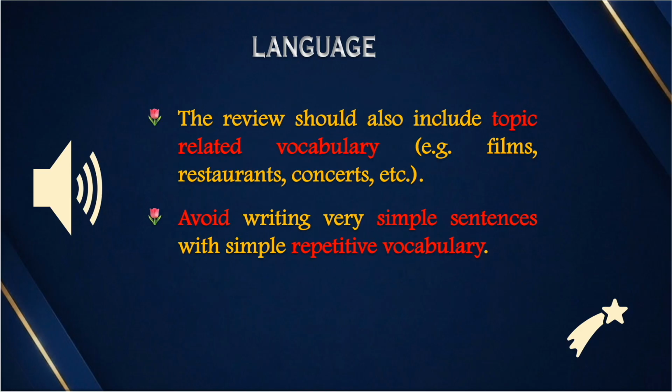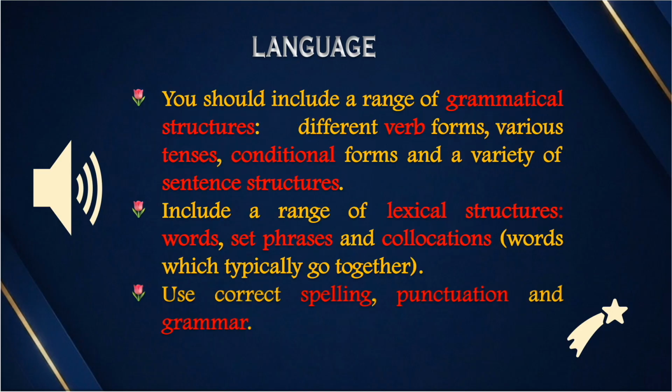The review should also include topic-related vocabulary, for example, films, restaurants, concerts, etc. Avoid writing very simple sentences with simple, repetitive vocabulary. You should include a range of grammatical structures, different verb forms, various tenses, conditional forms, and a variety of sentence structures. Include a range of lexical structures, words, set phrases, and collocations, words which typically go together. Use correct spelling, punctuation, and grammar.